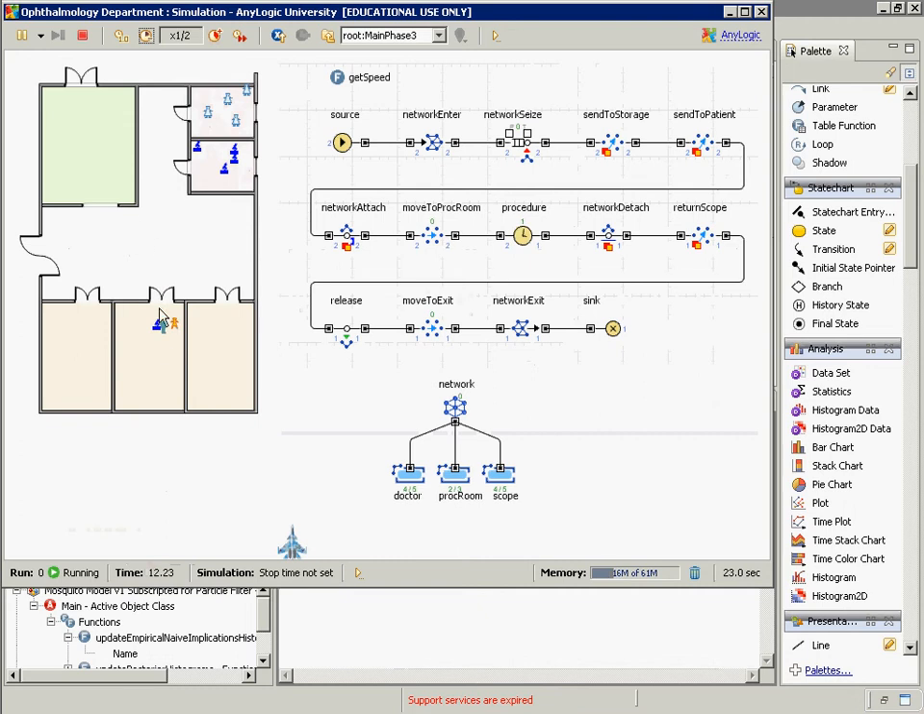And when that procedure is done, so they're in this procedure room right here, they seize the resources, the scope and the nurse. The nurse got sent to the storage, sent to the patient. They attached to the patient and brought them there. They went through a procedure, and then they detached so they could travel independently. They returned the scope, and they released the agent.